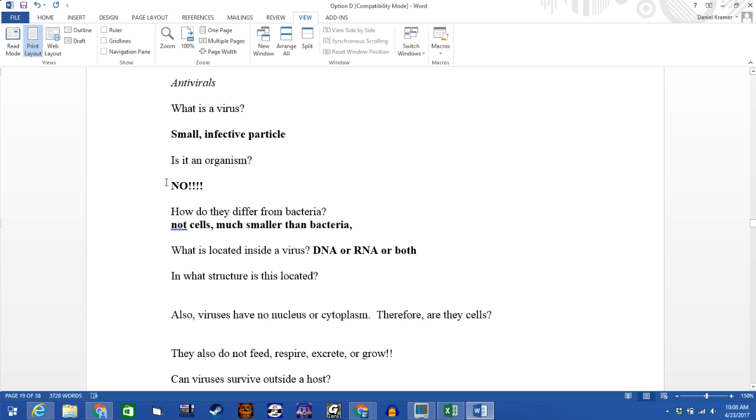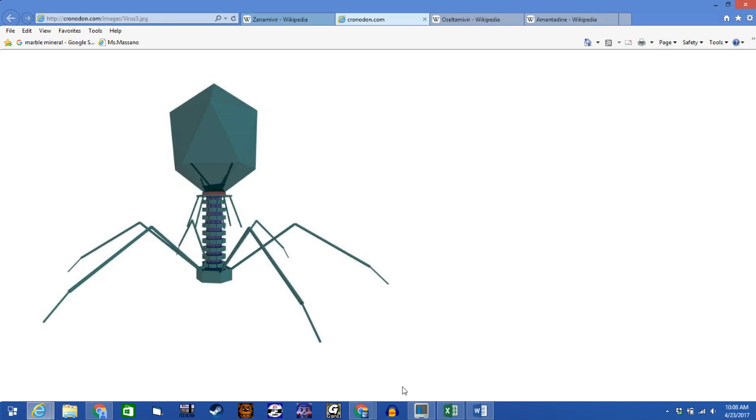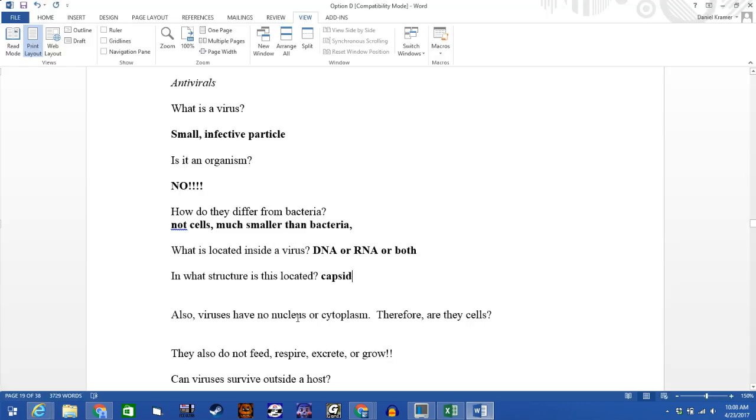Certain viruses have different nucleic acid material, genetic material, and so that is going to be a key part of how they work. In what structure is this located? This is located in something called the capsid. You probably have heard of it before, but here's your classic alien-looking virus. The capsid is this protein-rich structure in which all the genetic material is stored. These tentacles or legs over here are going to become important in a little while. But anyway, that's what a particular virus looks like. There are lots of different shapes for different viruses.